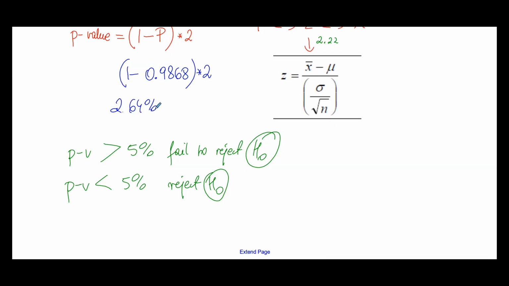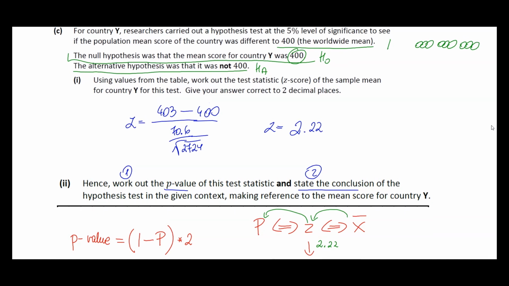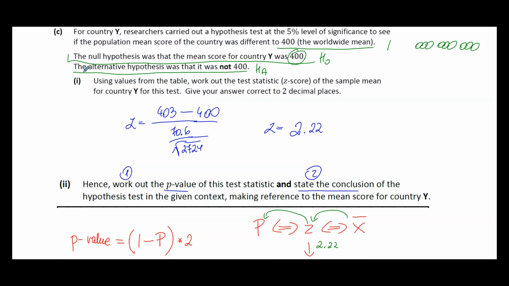So here we've calculated the p-value, and now we have to conclude. So our value is what? Less than 5%, isn't it? So as the p-value is less than 5%, therefore we reject the null hypothesis. Therefore, the alternative stands. So therefore, the mean score for country Y was not 400. We're just restating the alternative hypothesis here.